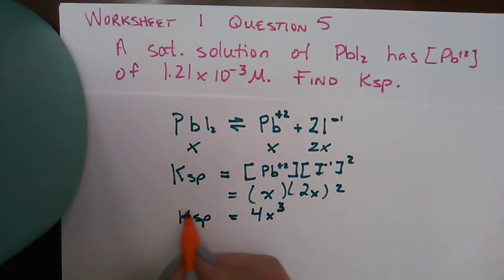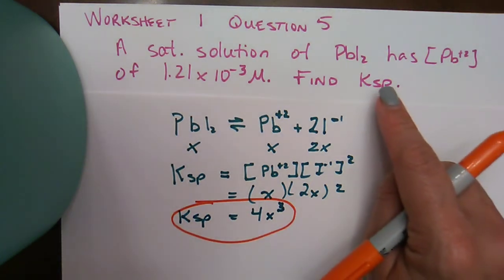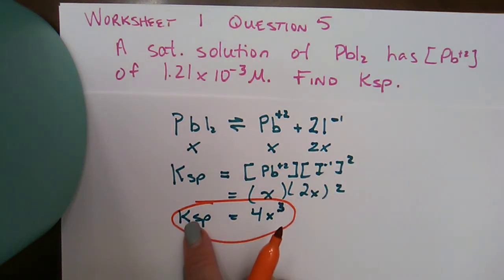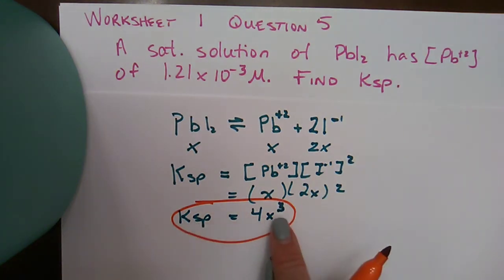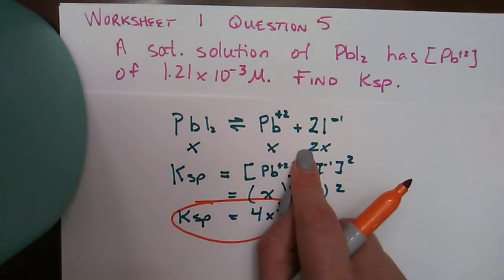So this point here is where we can do our math. We have Ksp is equal to 4X cubed. This question asks us to solve for Ksp. The thing we don't know is this. Therefore, what we must know is one of the values of X. It could be X or 2X. Let's see what we have.